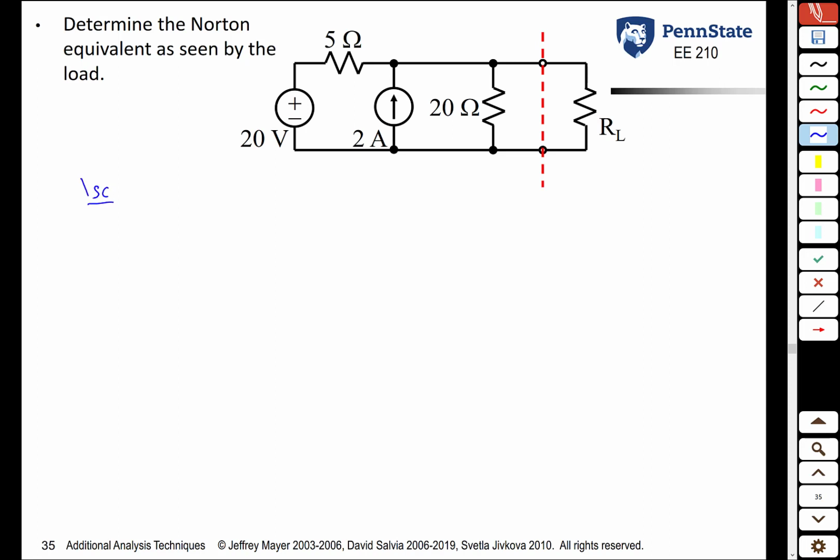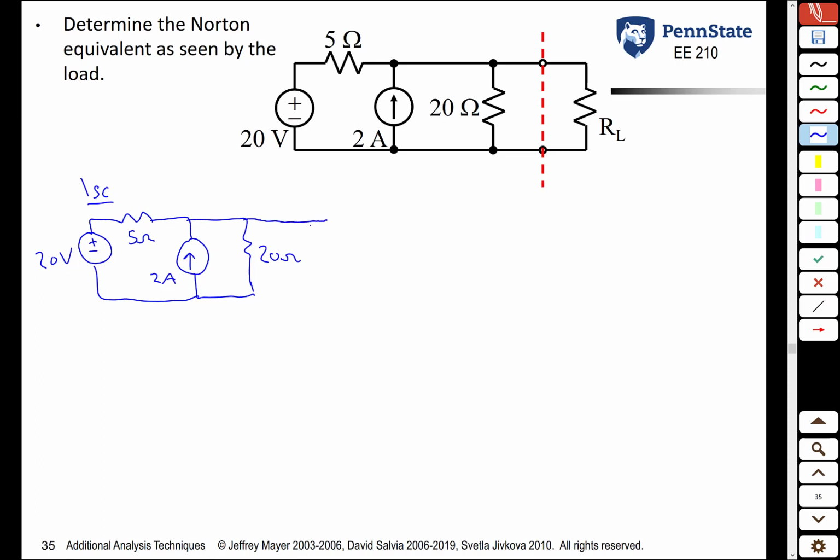So now rather than finding VOC, we're going to find ISC. And we actually did this before, but we'll do it again. 20 volts, 5 ohms, 2 amps, 20 ohms. If we want to find the Norton equivalent then, we take these terminals, we tie them together, and we measure the short circuit current between those terminals.